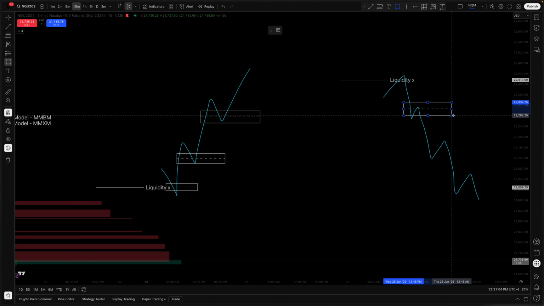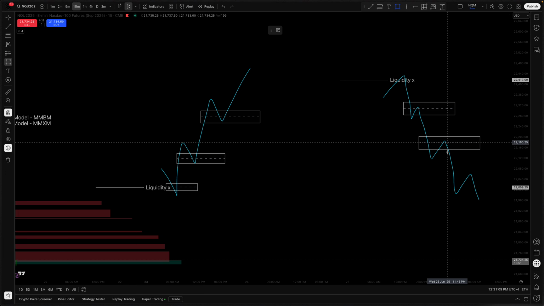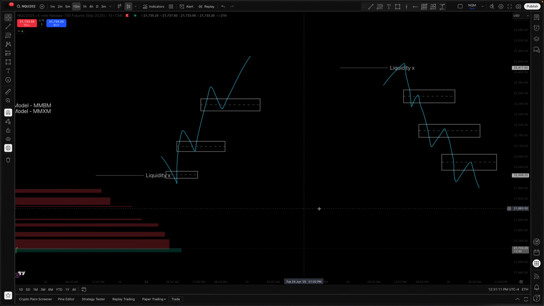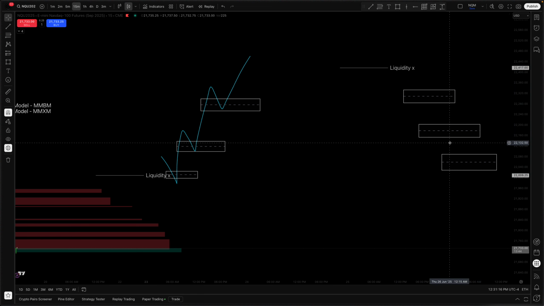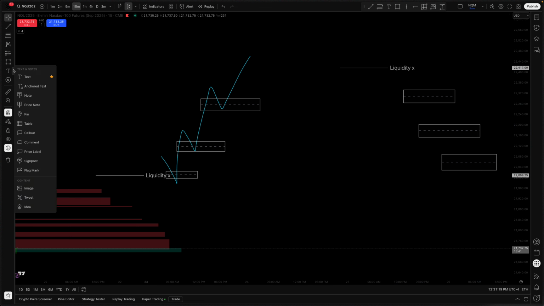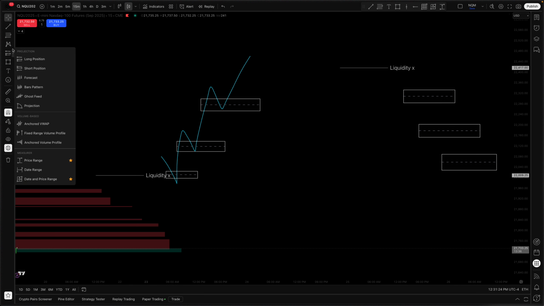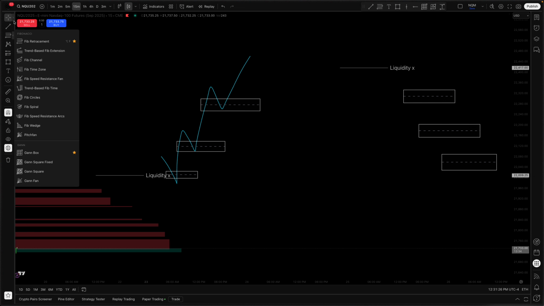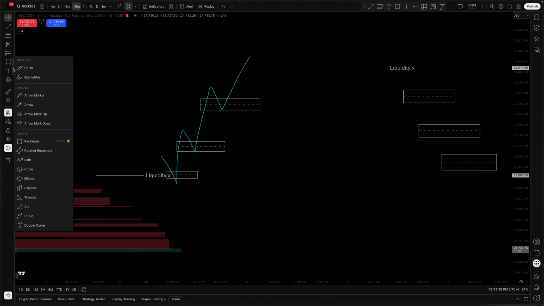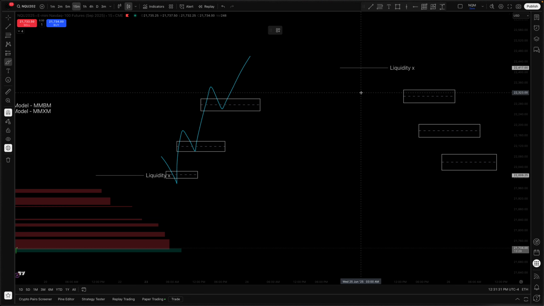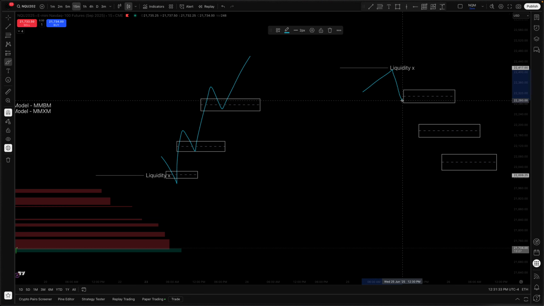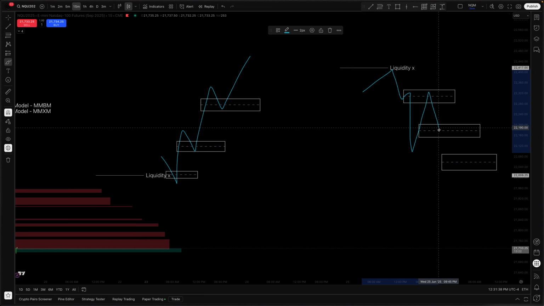Fair value gap, and fair value gap. It's not as simple as this, but let me try to draw this again to show you what variations can actually happen. So take the liquidity, come back here, go back here, and now it's going to come back here, maybe go back here.